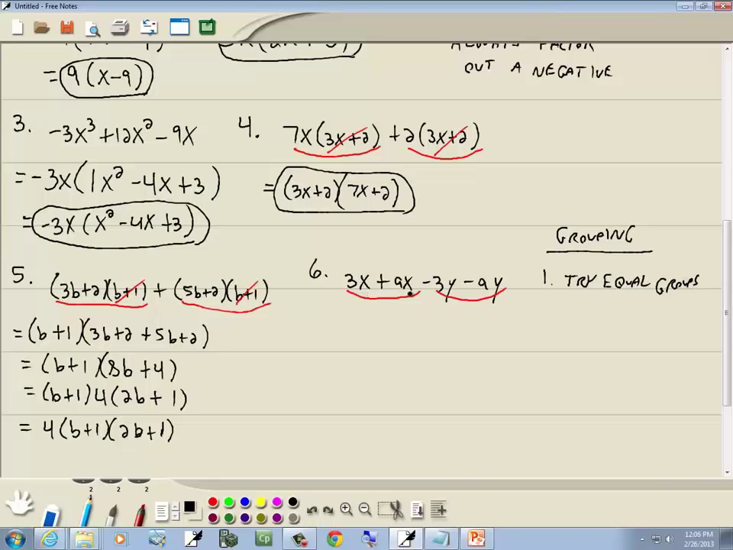Equal groups means you group the first 2 together and the last 2 together. If you have 6 terms, you group the first 3 together and the last 3 together, or the first 2, the middle 2, and the last 2. But you have equal groups. Now if that doesn't work, then you rearrange the terms and try equal groups again.